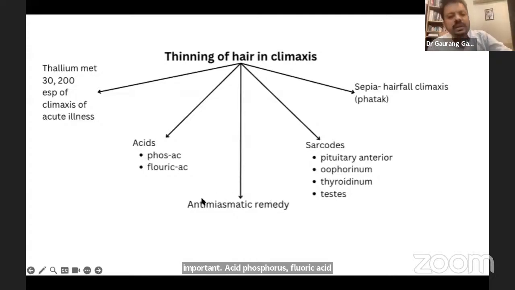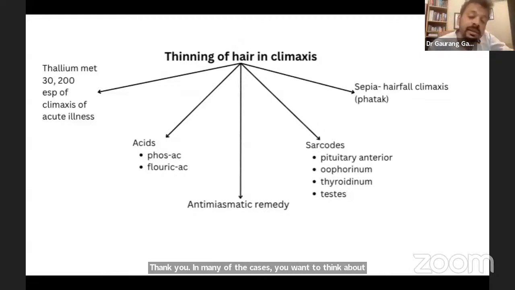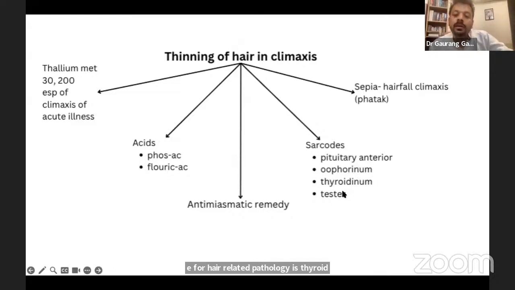In many cases, you have to study the deeper miasmatic patterns. And in many of the cases, you want to think about sarcodes. And there are many sarcodes for the hair. One of the very important sarcodes for hair related pathology is thyroidinum. In some early male pattern balding, even in women, you can use the remedy prepared from the testes 30, pituitary anterior. So there are so many different approaches. Are you able to recognize this multi-layered and multi-dimensional approach and thinking about a case in different ways?